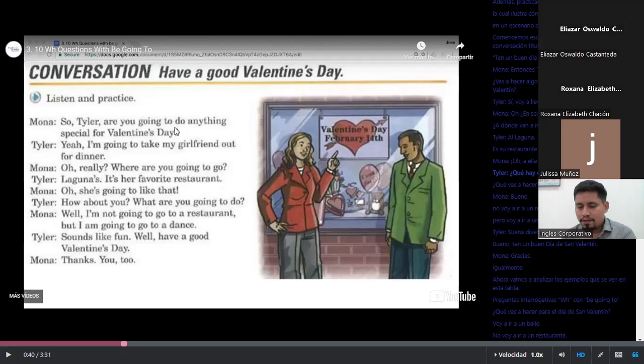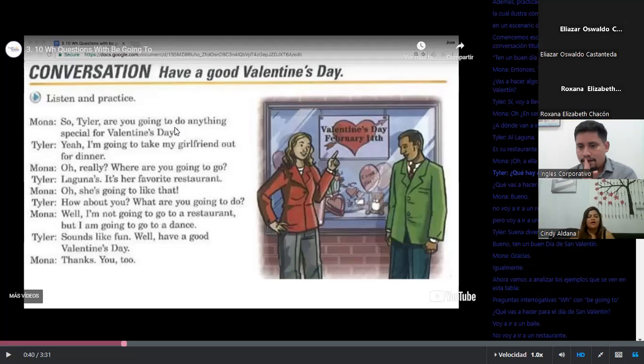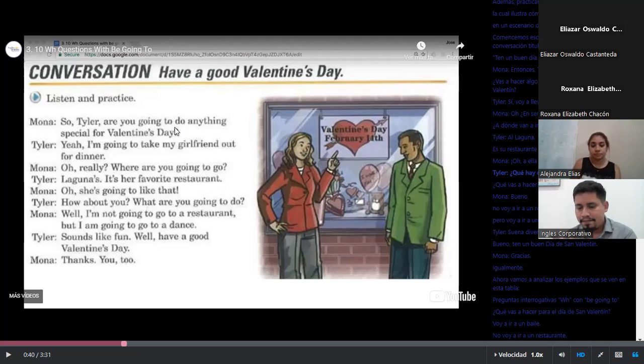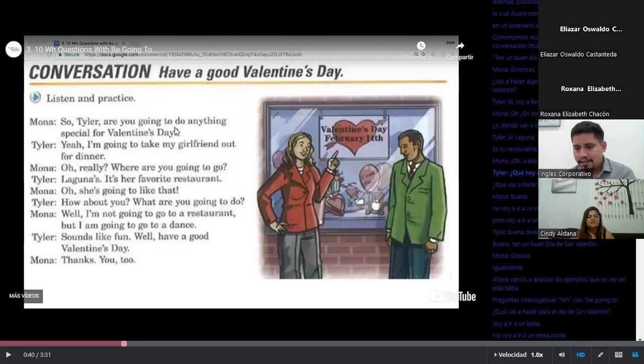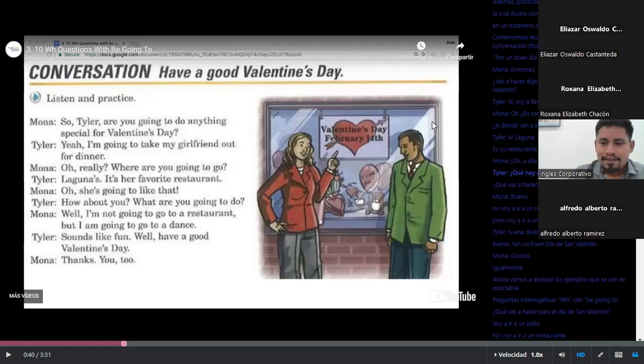Necesito dos voluntarios más y con eso terminamos y pasamos a la siguiente lección, ¿ok? Porque veía que dos personas más querían participar. A ver, Alejandra, ¿quién más? Alejandra, tenemos a Alejandra. ¿Una persona más, un voluntario más? ¿Voluntarios? Me, teacher. Okay, thank you, Alfredo.